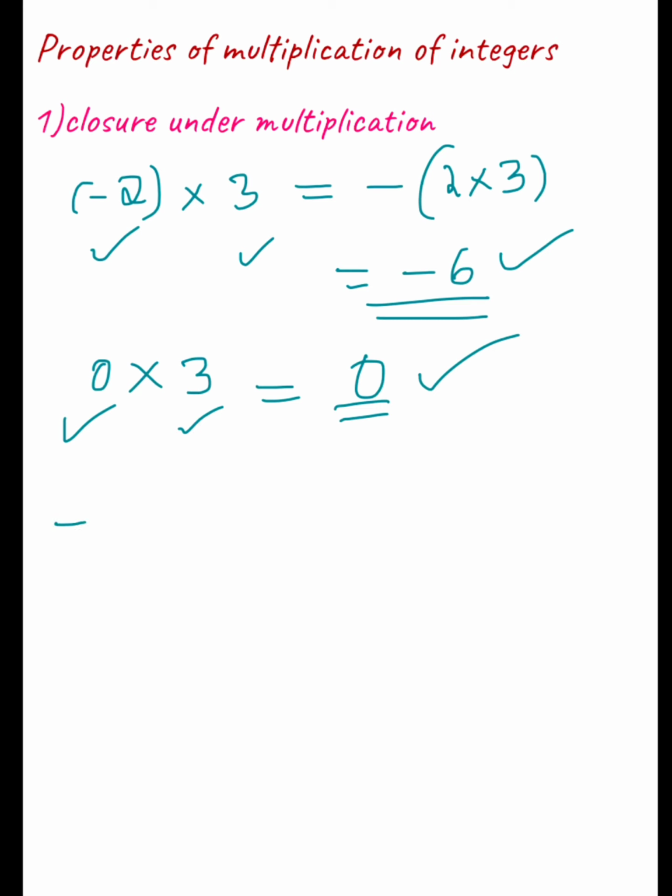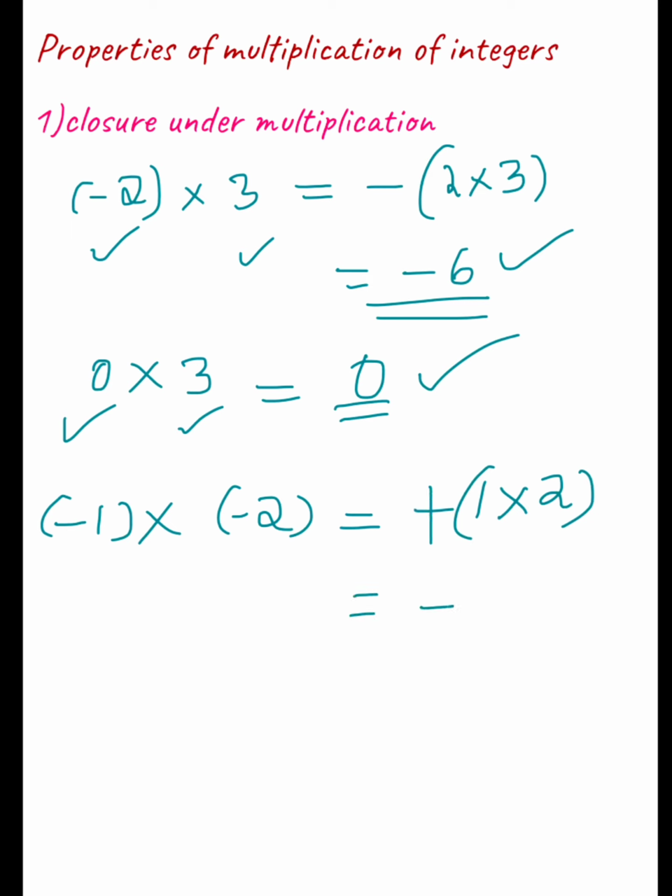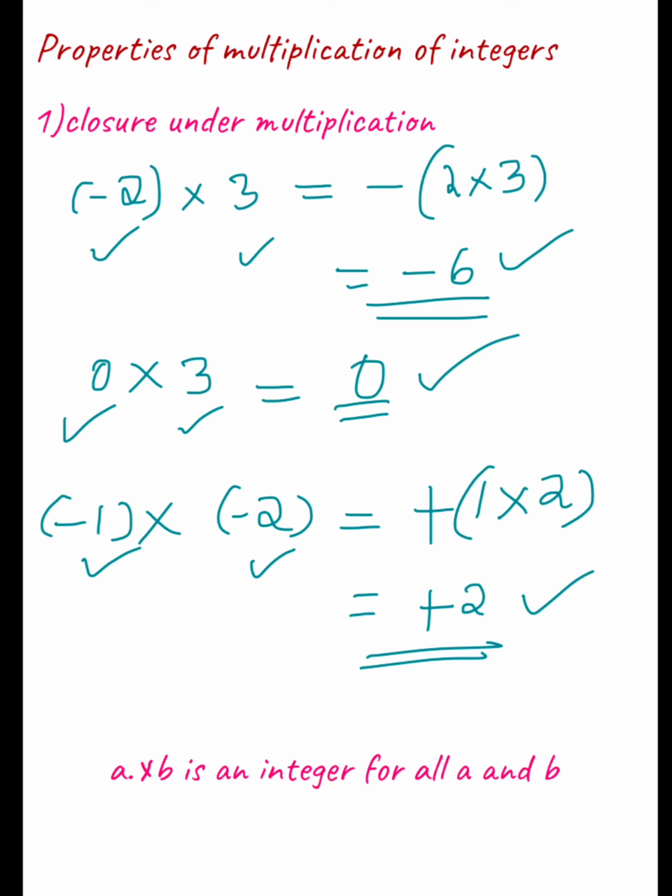Now let's take any two negative integers. Let's take minus 1 and minus 2 and multiply them. So what will be the answer? What is minus 1 into minus 2? Multiplication of two negative integers means you have to multiply them as whole numbers and put the positive sign. So the answer will be plus 2. Here minus 1 is an integer, minus 2 is an integer, and the product 2 is also an integer. So we can say that integers are closed under multiplication, or a into b is an integer for all a and b. This is what the closure property says. So in general, we can say integers are closed under multiplication.